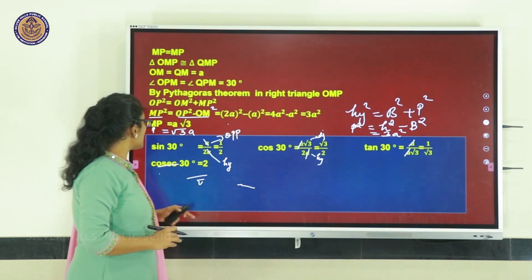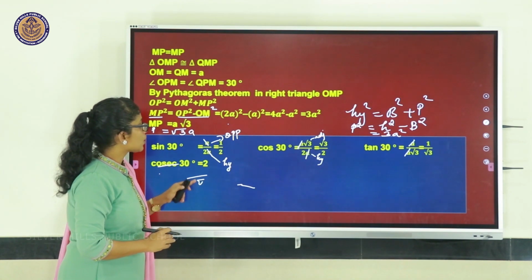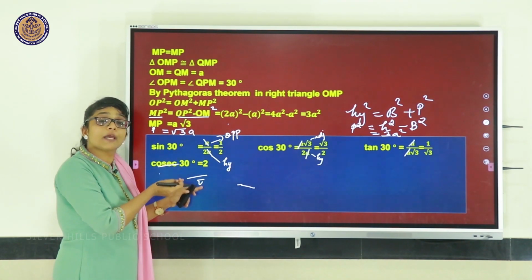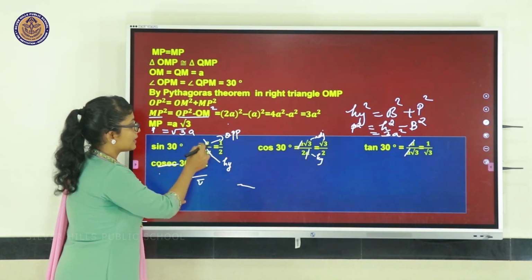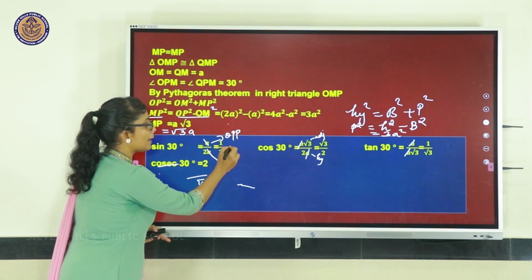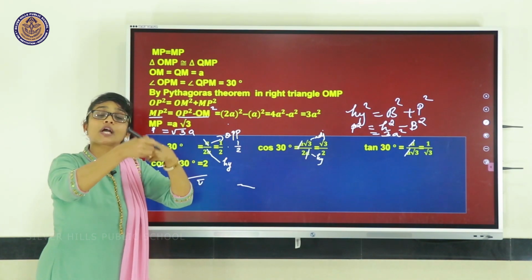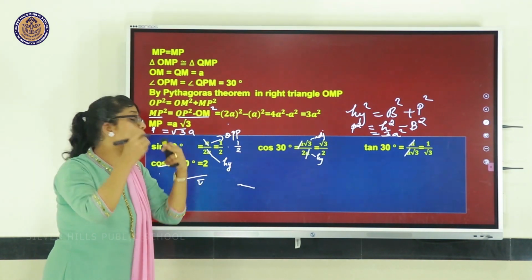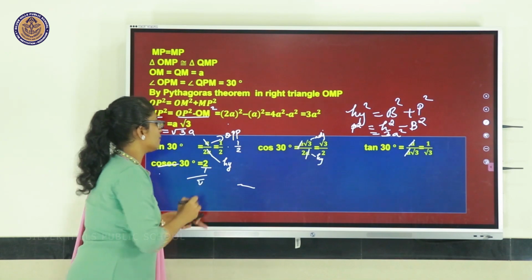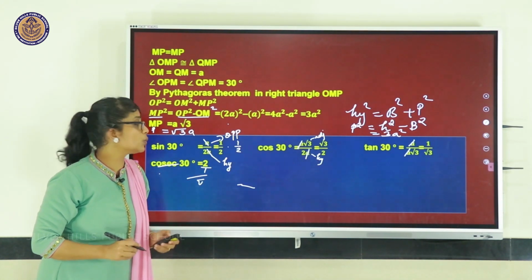And the next one is cosec 30. Cosec 30 is reciprocal of sine 30. Sine 30 is 1 by 2. Then reciprocal of 1 by 2 is 2 by 1, that is equal to 2.